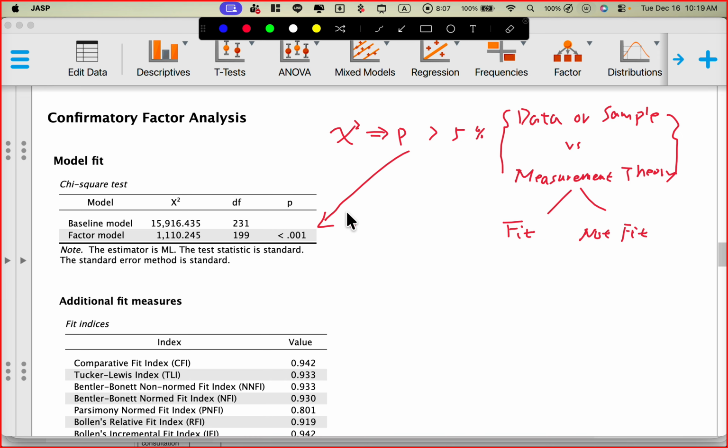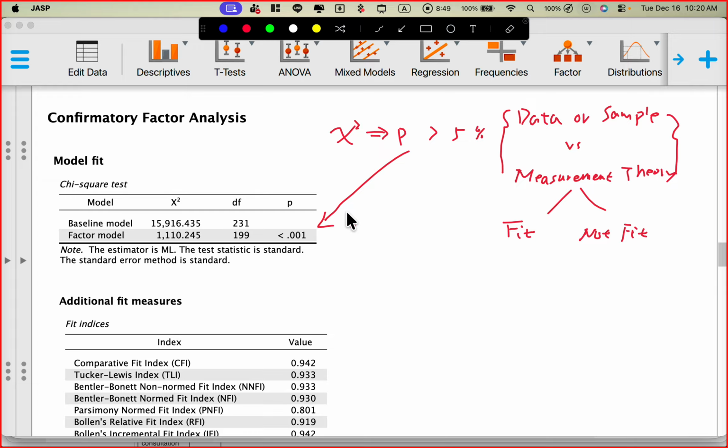Now, okay, got it. We need the p-value not significant. We need the p-value that's greater than 5%. But now it's less than 5%, which means significant. Significant difference. The sample is significantly different from theory. So it means not fit. So when the result is not significant, it means the sample data fit the theory well. Got it? So that is the key.